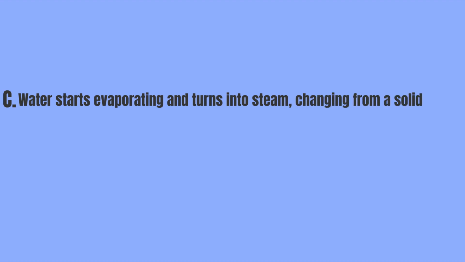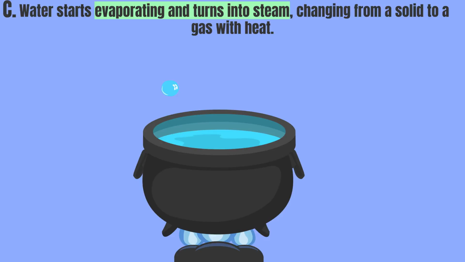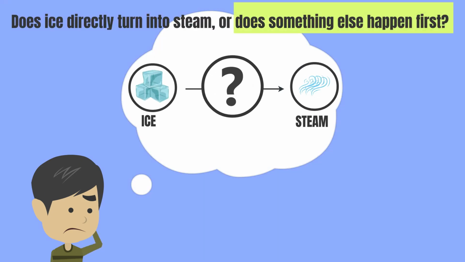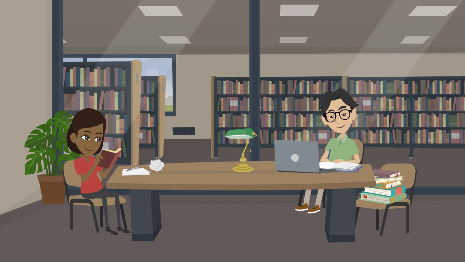Option C, water starts evaporating and turns into steam, changing from a solid to a gas with heat. Consider the process of boiling water. Does ice directly turn into steam, or does something else happen first? Do solids turn directly into gases? Reflect and think about what is wrong or right with this statement, considering the ECPC strategy we just learned.